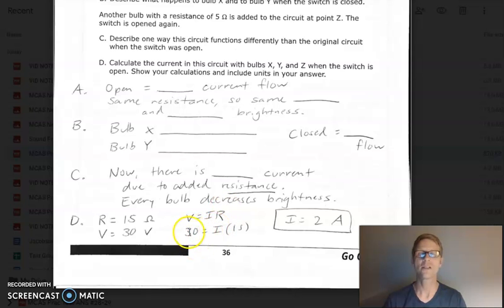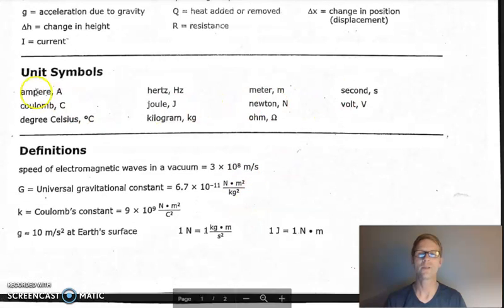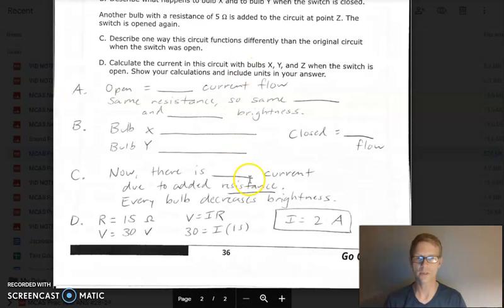V equals IR. Plug in V. Plug in R, which is 15. Divide both sides by 15 here to get I alone. Or you can just look at it and you know that I has to be 2. The unit of current is amperes. Amperes is the unit of current, not to be confused with the unit of charge, which is coulombs.